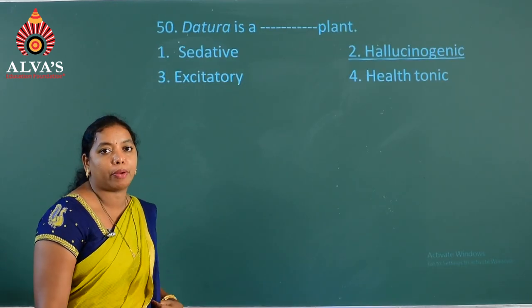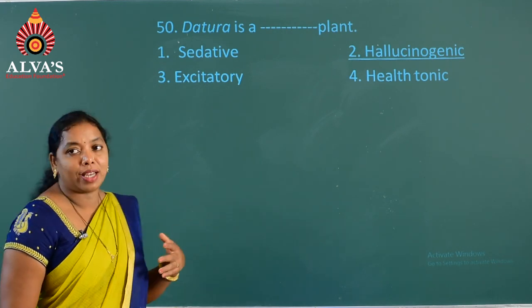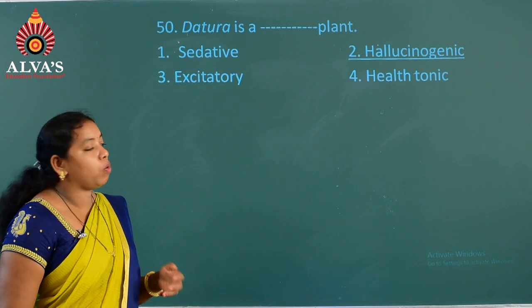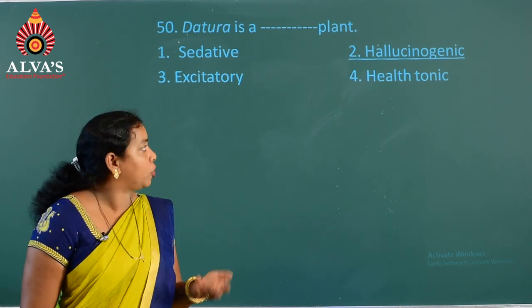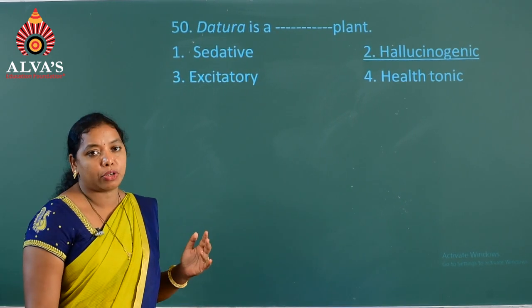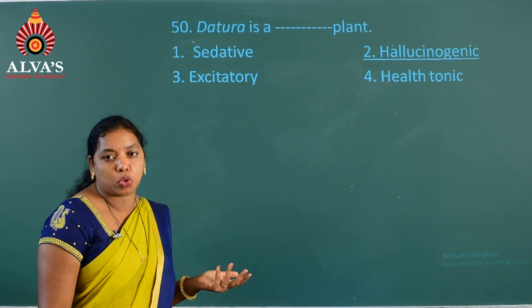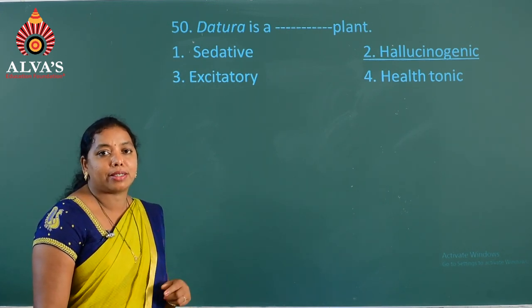Question number 50. Datura is a dash plant. Option 1 sedative, option 2 hallucinogenic, option 3 excitatory, and option 4 health tonic. Here, the Datura plant is one of the hallucinogenic agents. Hallucinogenic agent means it affects the feeling or perception of the person.